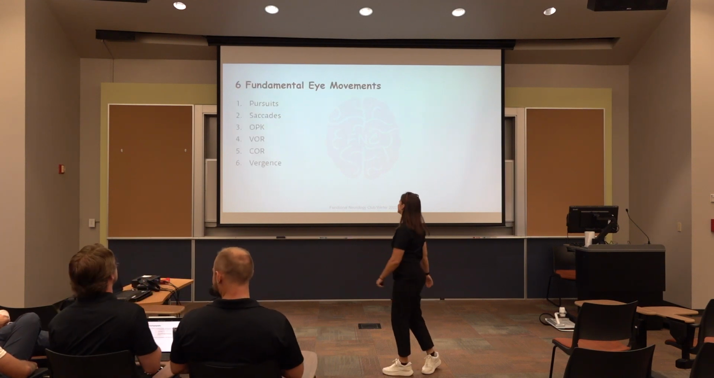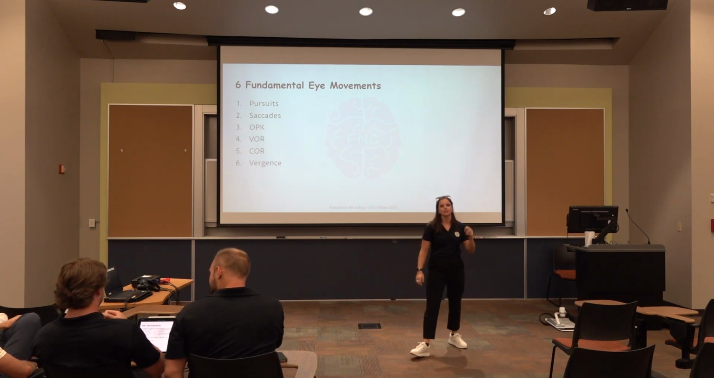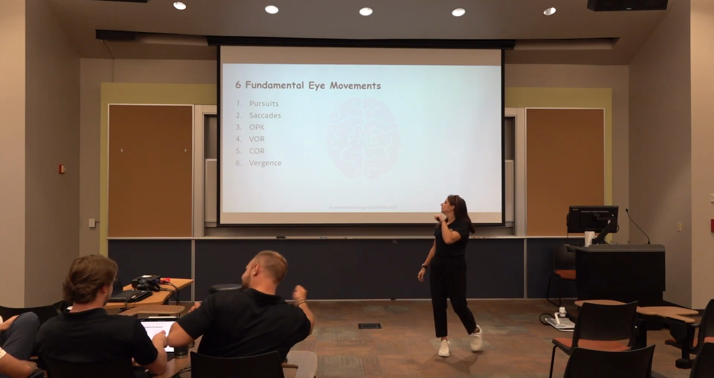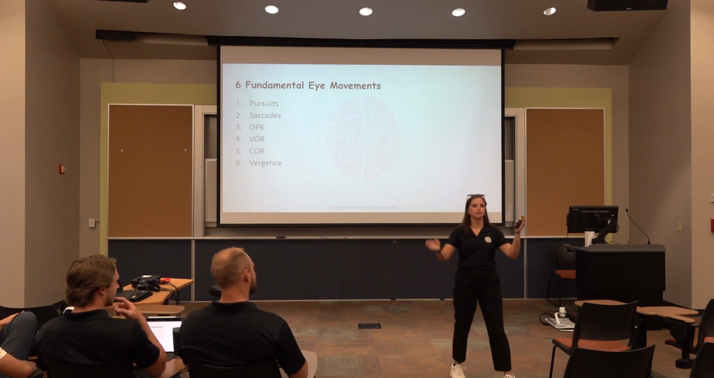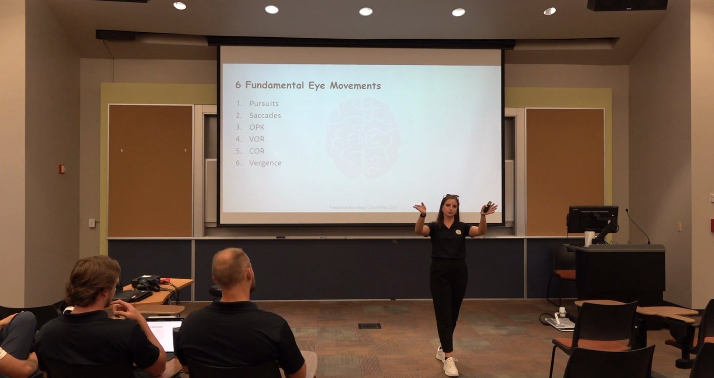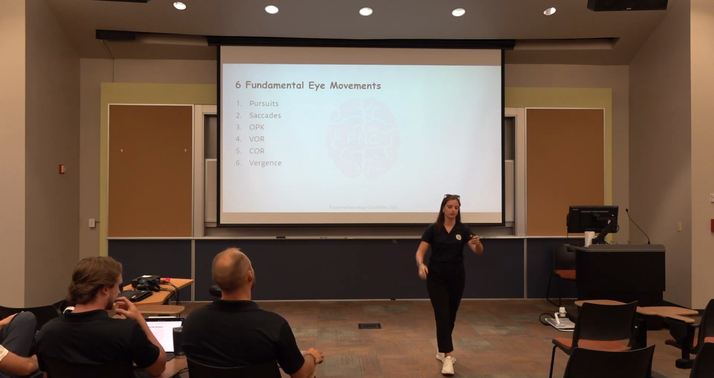Convergence. There you go. Okay, so these are our 6 fundamental eye movements: pursuit, saccades, OPK, which we'll see in a second, VOR, COR, and vergence. Vergence is convergence and divergence. So can your eyes come in smoothly and can they go out smoothly?